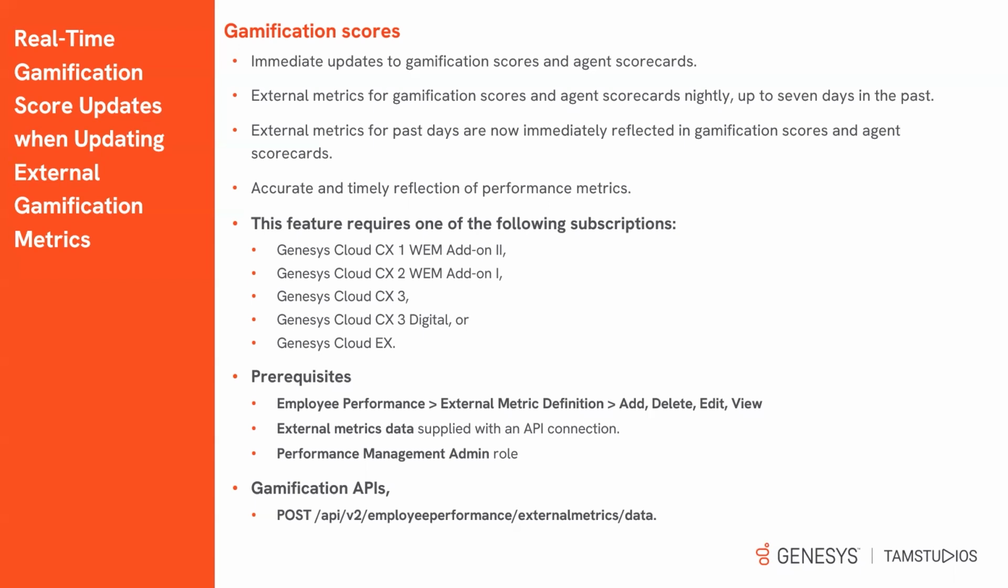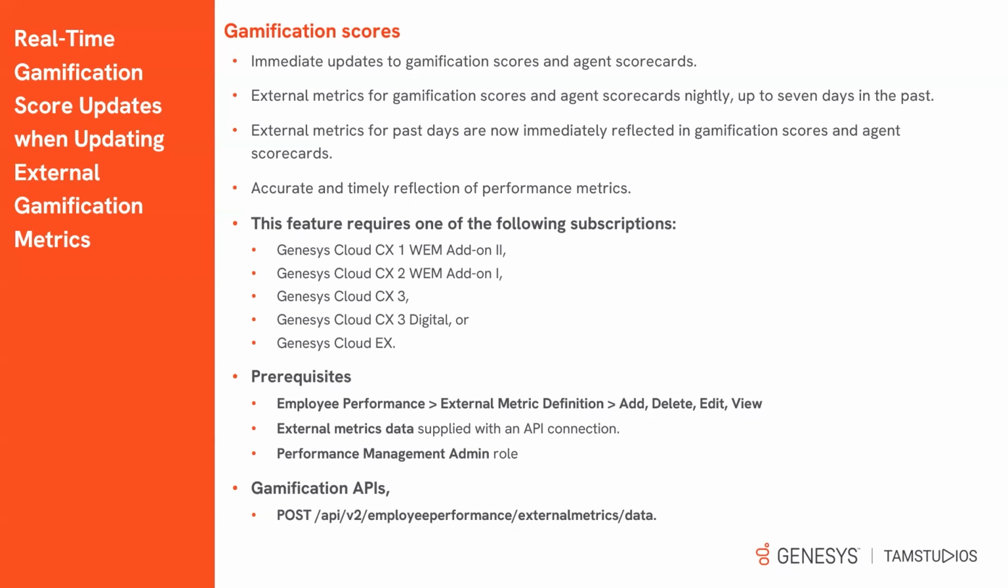This feature requires one of the following subscriptions, and the following prerequisites have to be fulfilled. Under the Genesys performance external metrics definitions, you need to have the add, delete, edit, view permission for the admin to enable this feature. For the external metrics data supplied by an API connection, the following have to be fulfilled: the performance management admin role having the full rights to do the gamification score changes on the external metrics.